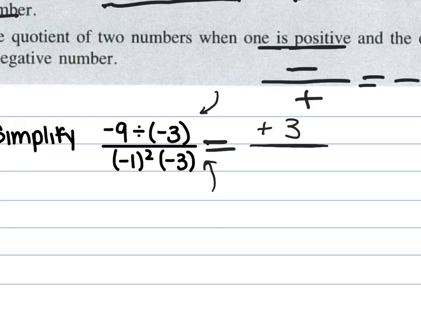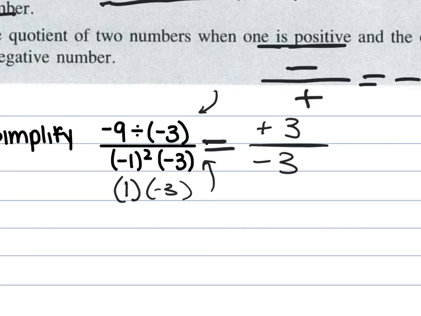Now, I'm going to go to the bottom because that's a separate area. We've got negative 1 squared times negative 3. What has to be done first on the bottom? The exponent. So that's negative 1 to the second power. What is negative 1 times negative 1? That's a positive 1 times negative 3. And what is positive 1 times negative 3?